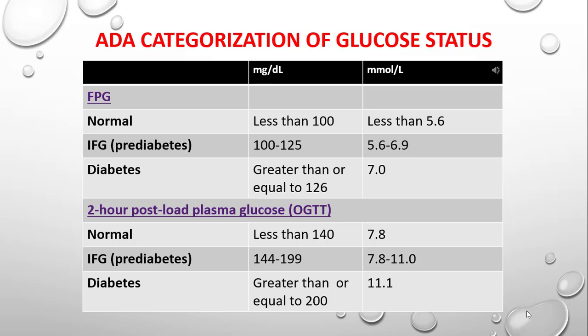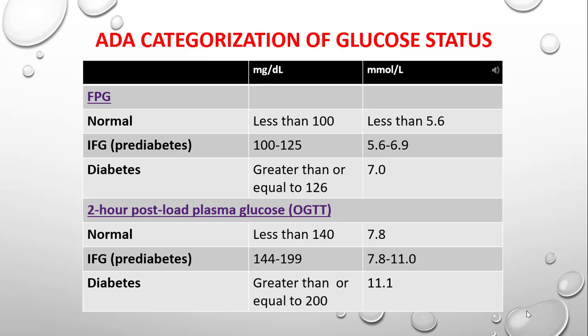Next is the 2-hour post-load plasma glucose, that is OGTT. If the value is less than 140 mg per deciliter, then the person is normal. And if the value is between 140 to 199 mg per deciliter, then the person has impaired glucose tolerance.